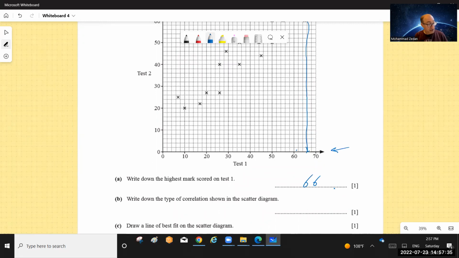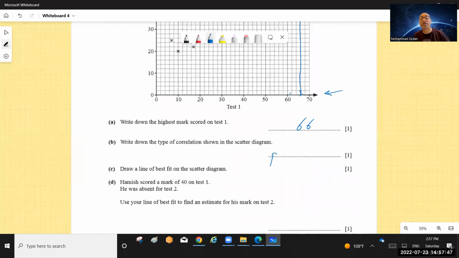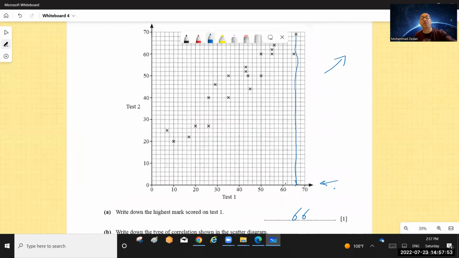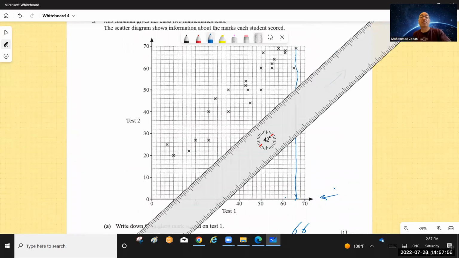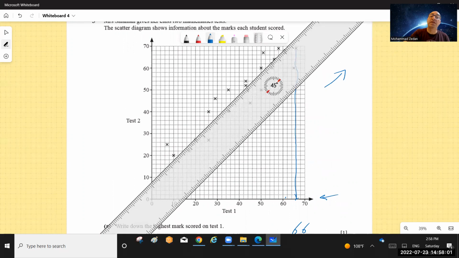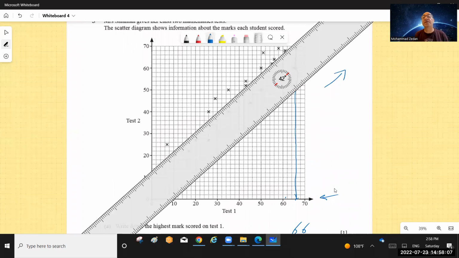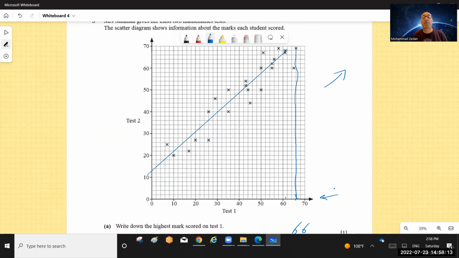Write down the type of correlation shown in the scatter diagram. The points seem to be coming from the origin in this direction. This is a positive correlation. Draw the line of best fit. Just use your ruler and put it like this. Make the ruler pass through the points such that the number of points above the line is the same as the number of points below the line. Something like that. Maybe a little bit down, no problem.